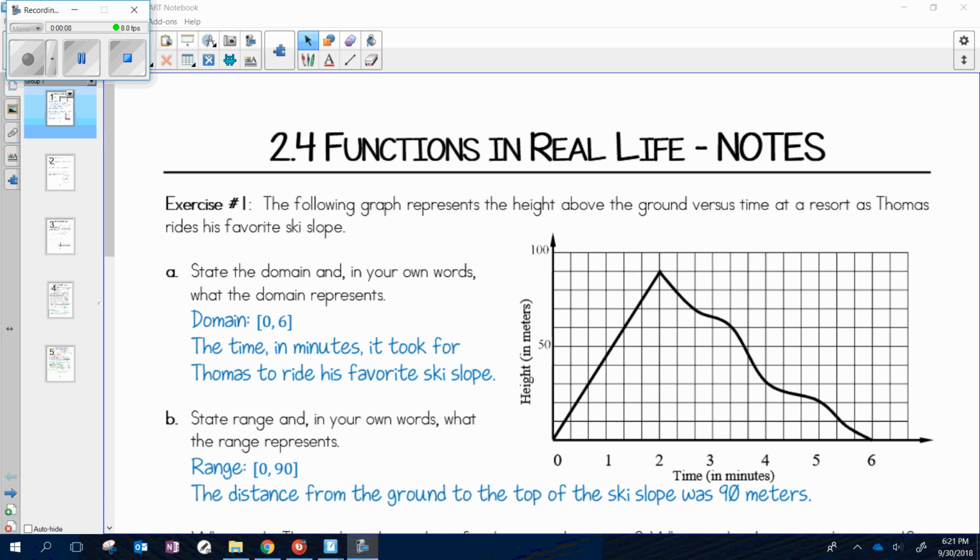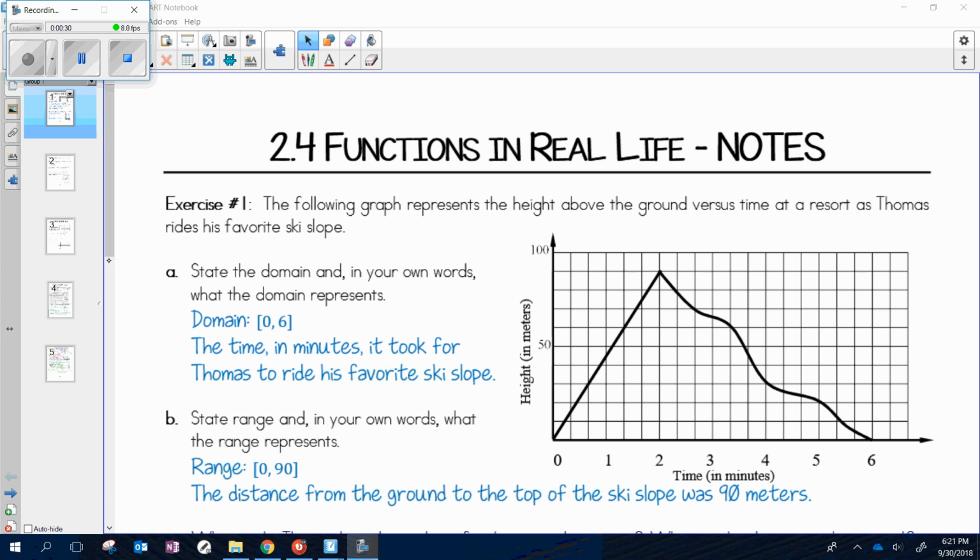Hopefully you already watched video 2.3 about domain and range, because some of these questions have to do with domain and range in real life situations. So for exercise number 1, there's a graph, and it says the following graph represents the height above the ground versus time at a resort as Thomas rides his favorite ski slope.